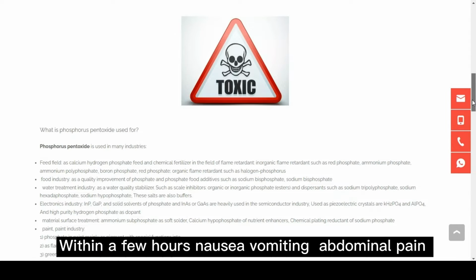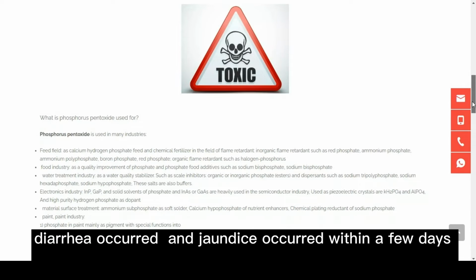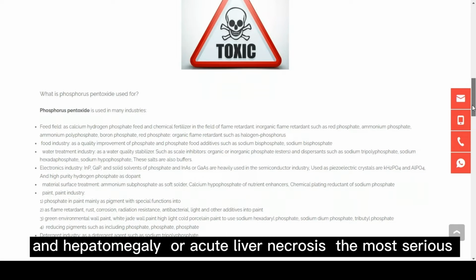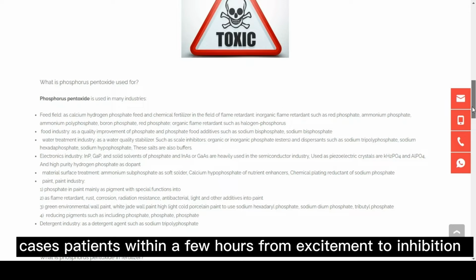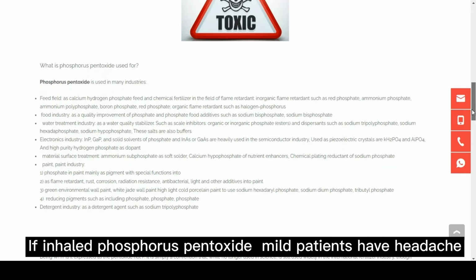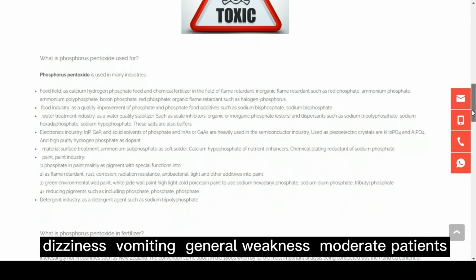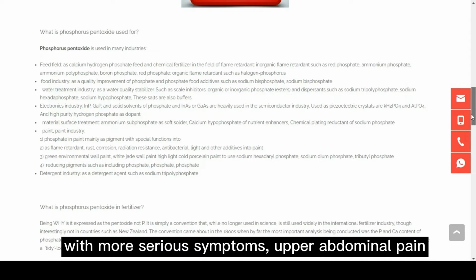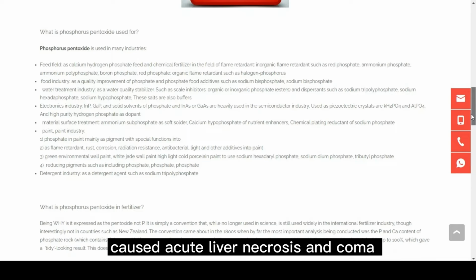Phosphorus pentoxide can cause harm to the human body through inhalation and ingestion. It shows the same form of poisoning as white phosphorus within a few hours. Nausea, vomiting, abdominal pain and diarrhea occur, and jaundice occurs within a few days, with hepatomegaly or acute liver necrosis. In the most serious cases, patients go from excitement to inhibition within a few hours, with fainting, circulatory failure, and death. If phosphorus pentoxide is inhaled, mild patients have headache, dizziness, vomiting and general weakness; moderate patients have more serious symptoms, upper abdominal pain, fast pulse and low blood pressure; severe poisoning causes acute liver necrosis and coma.